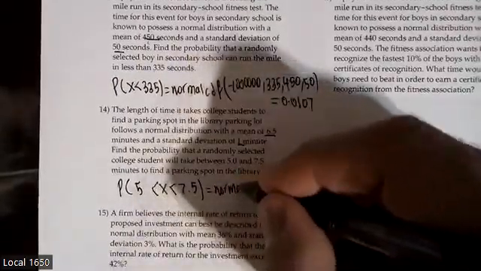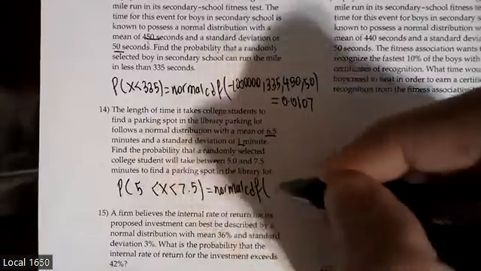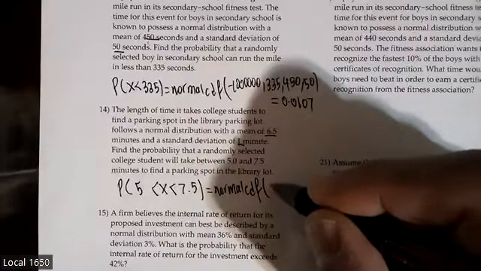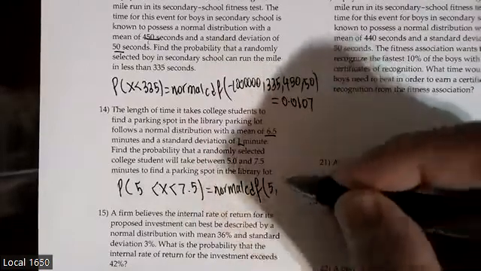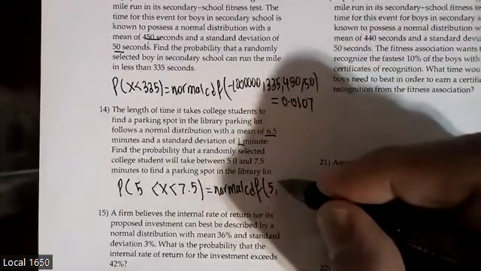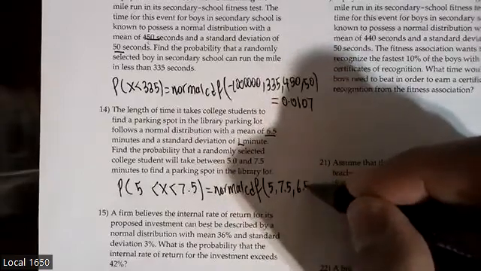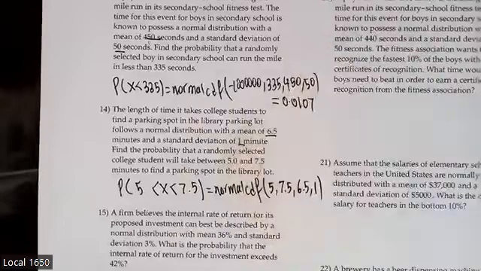And can a student tell me what the 4 arguments are? So what's the lower bound? 5. And then upper bound? 7.5. And then the mean, and then the standard deviation. And you guys can solve this one.